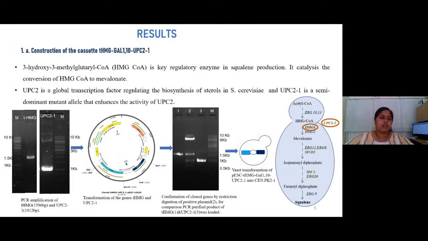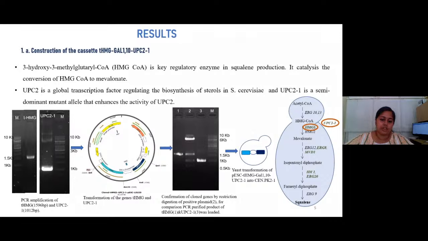So going to results done so far, the first cassette construction was DHMG1 UPC21 with GAL1 and GAL10 promoters. The DHMG1 is a truncated form of HMG1, and to the right side we can see where the gene comes in the pathway of squalene synthesis. HMG1 codes for HMG-CoA reductase, a rate limiting enzyme, and that converts HMG-CoA to mevalonate. The truncation of HMG was the removal of the N-terminal feedback functionality of the enzyme, resulting in upregulation of mevalonate production.